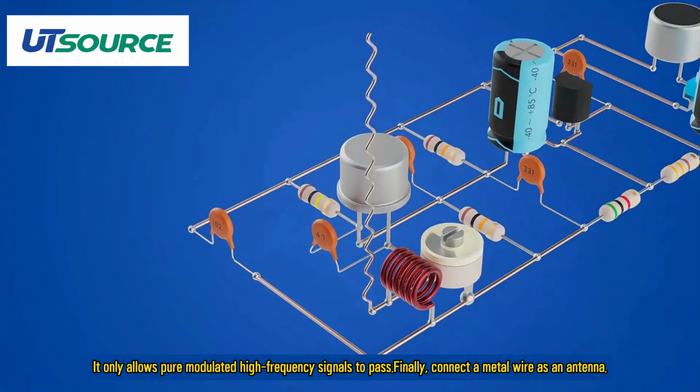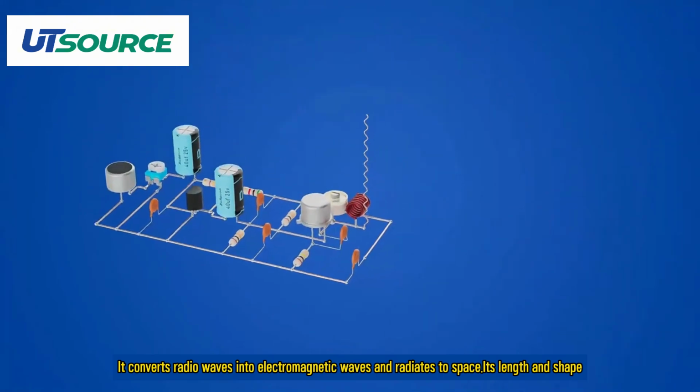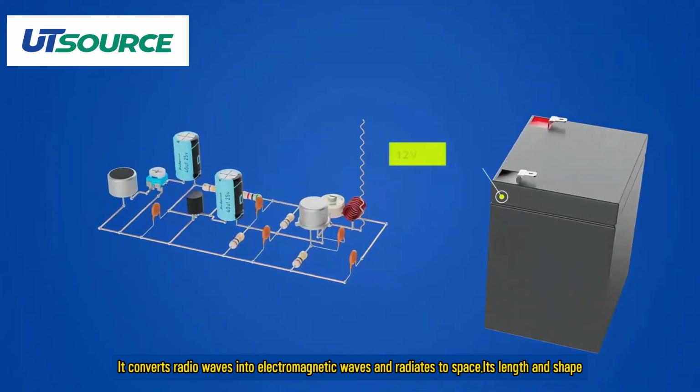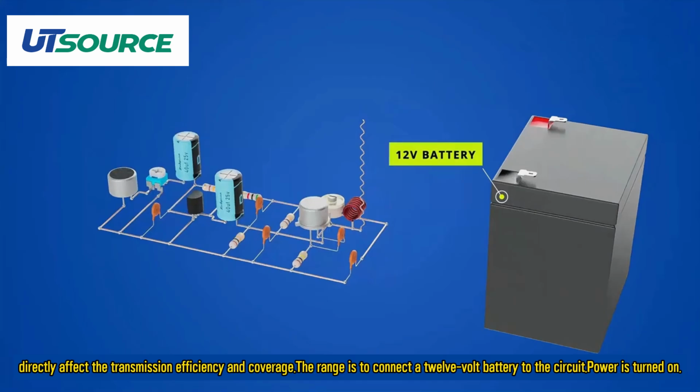Finally, connect a metal wire as an antenna. It converts radio waves into electromagnetic waves and radiates them to space. Its length and shape directly affect the transmission efficiency and coverage.